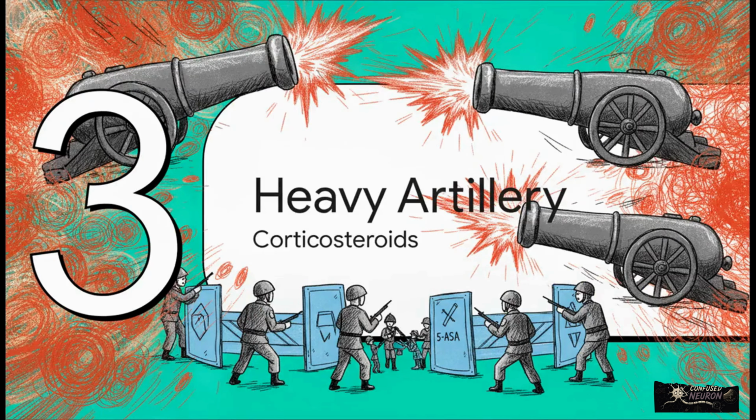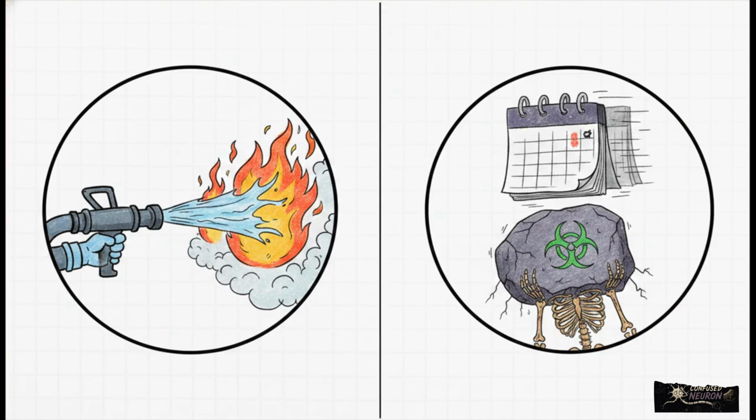All right, Section 3, heavy artillery, the corticosteroids. So, what happens when those frontline troops just aren't cutting it? The inflammation is raging, the 5-ASAs are barely holding the line, but they definitely can't push the enemy back. That's when we escalate. We call in the heavy artillery, corticosteroids. Now, the absolutely crucial point is this, and picture this highlighted in giant neon letters.